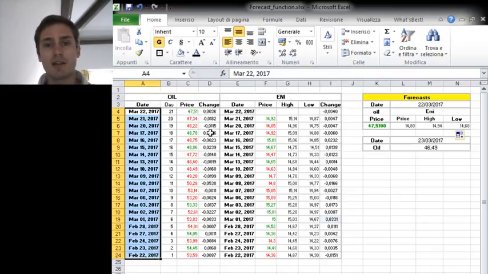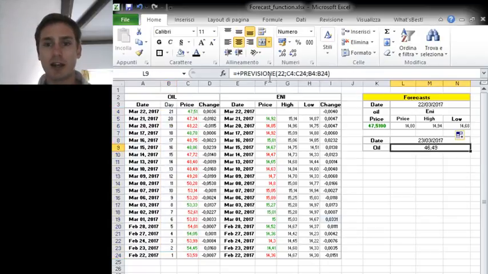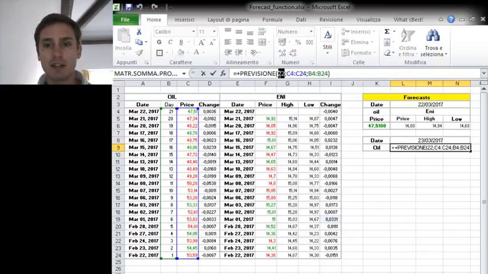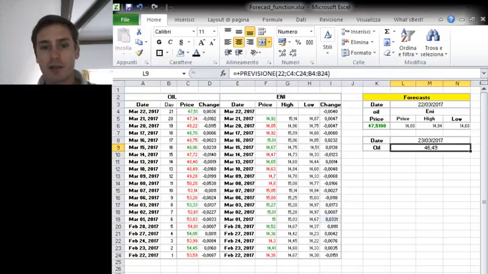But in my case, I just add an auxiliary column where I number the days from 1 to 21. So I can just type in my forecast function again, using as x 22, which stands for the 23rd of March, use as dependent variable the oil price, as independent variable the number of the day, press enter again, and I have my predicted oil price for tomorrow.